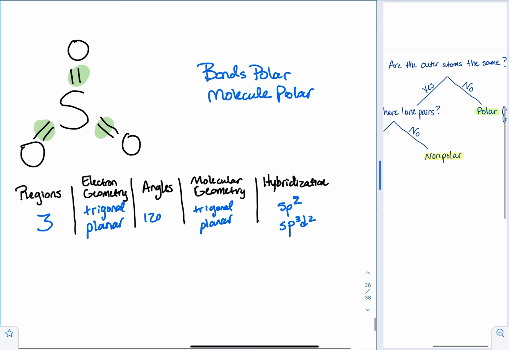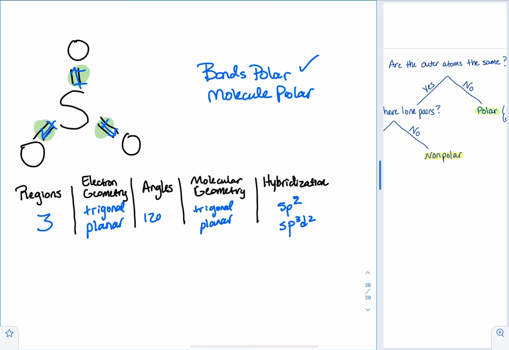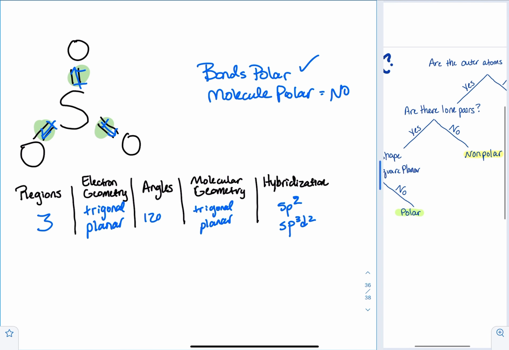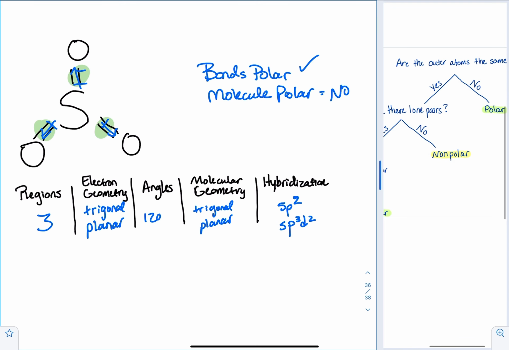All right, so over here, now you can see these are equally spaced. They're all going out. So yeah, the bonds are polar, but is the molecule polar? No. You can look over here. Yeah, the outer atoms are the same. Any lone pairs? No. It puts us at being nonpolar.